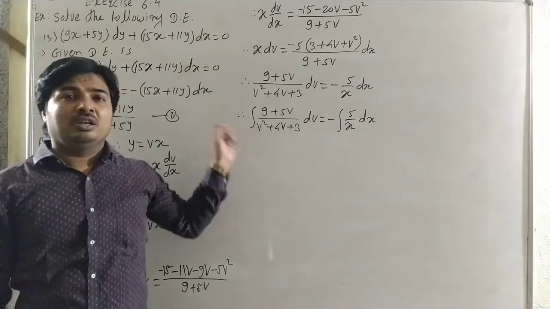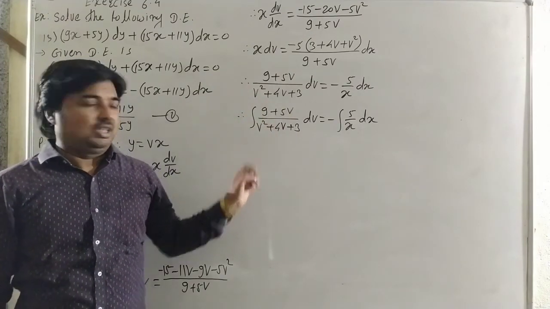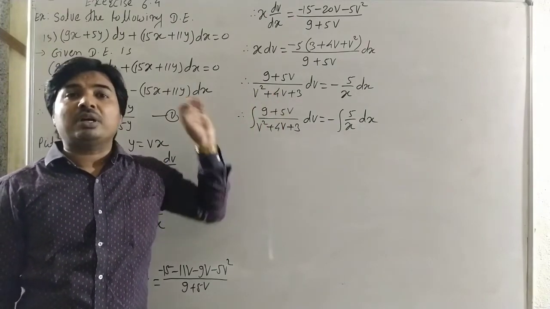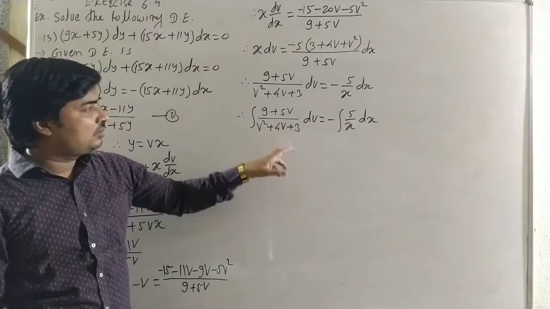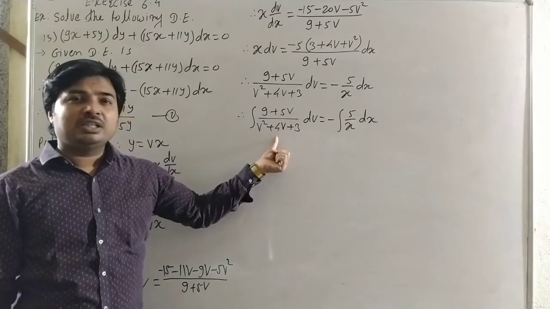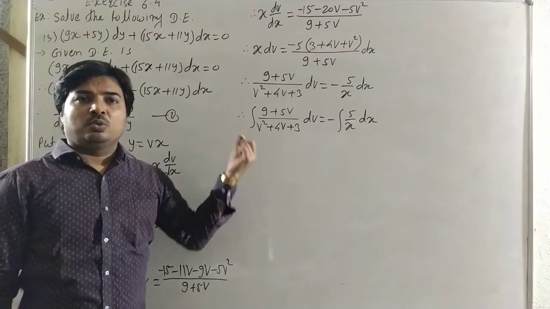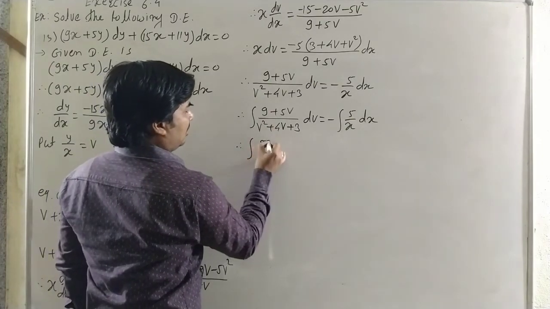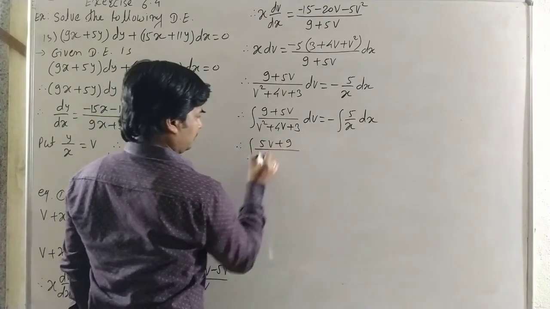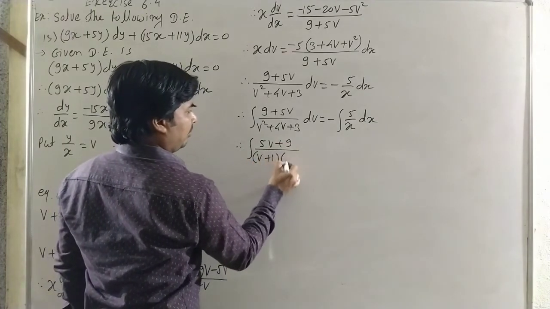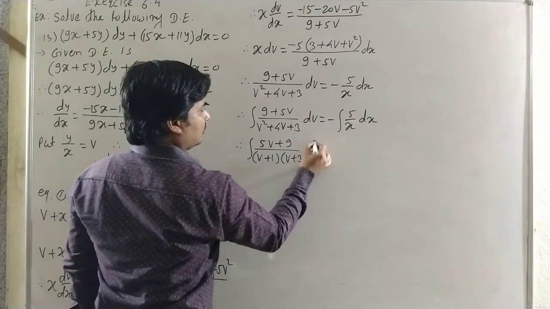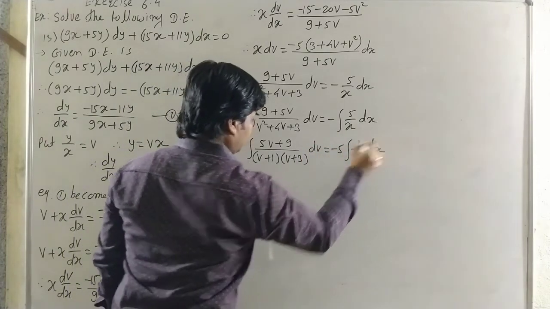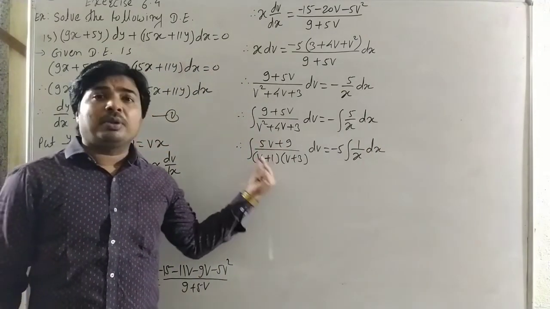To solve this integral we have two methods. It is a linear function upon quadratic function, that means adjust the derivative of the quadratic function in the linear function, or the partial fraction. The partial fraction is a simple way: multiplication is 3 and addition is 4, the factors are 1 and 3. Partial fraction is an easy method, therefore here it is integral of (5v + 9) upon (v + 1)(v + 3) dv is equal to minus 5 into integral of 1 by x dx. Here now we solve this by partial fraction.